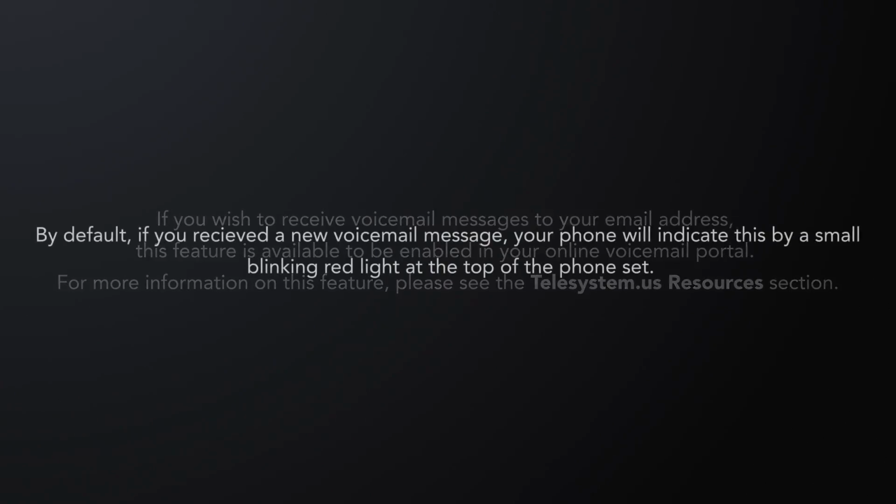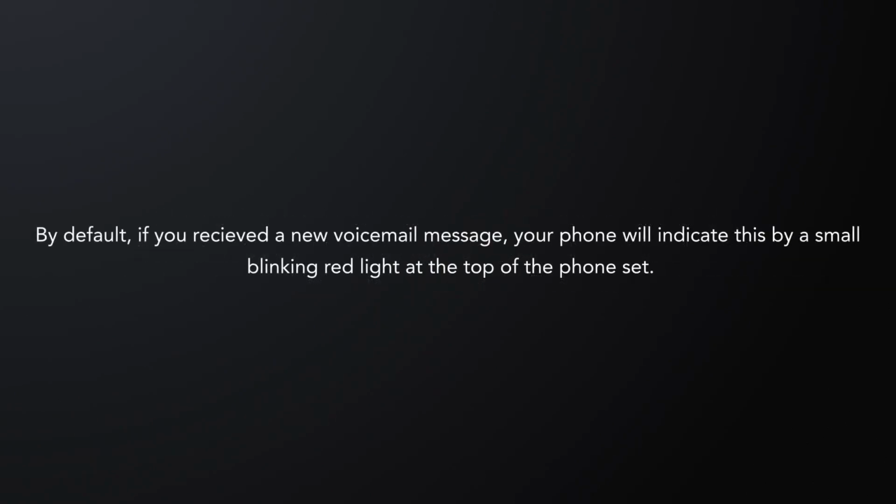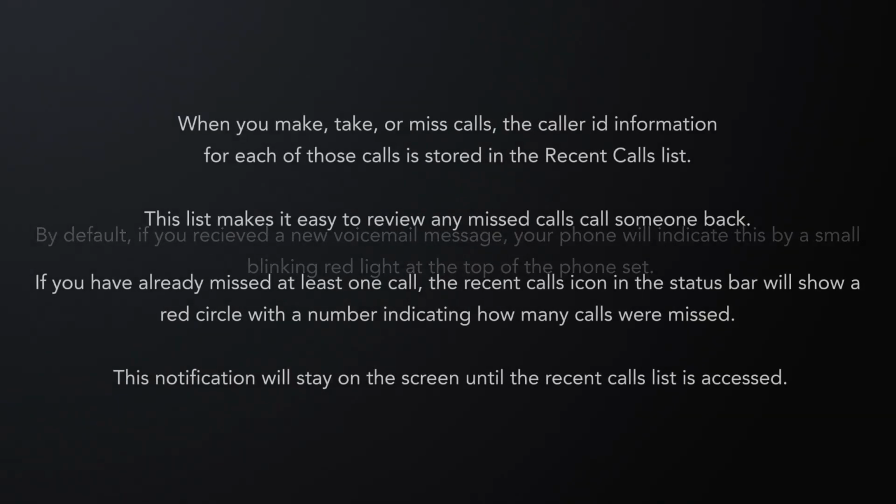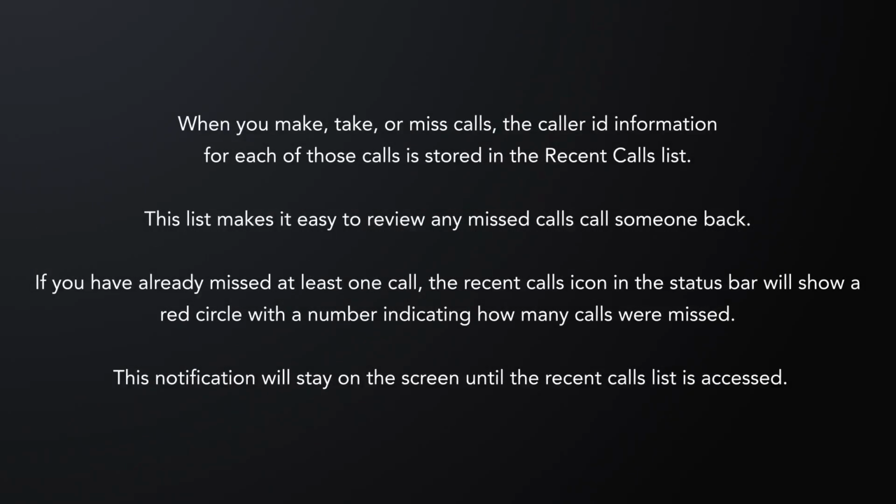By default, if you've received a new voicemail message, your phone will indicate this by a small red blinking light on the top of the phone set. When you make, take, or miss calls, the caller ID information for each of these is stored in the Recent Calls list. This list makes it easy to review any missed calls and even call someone back.